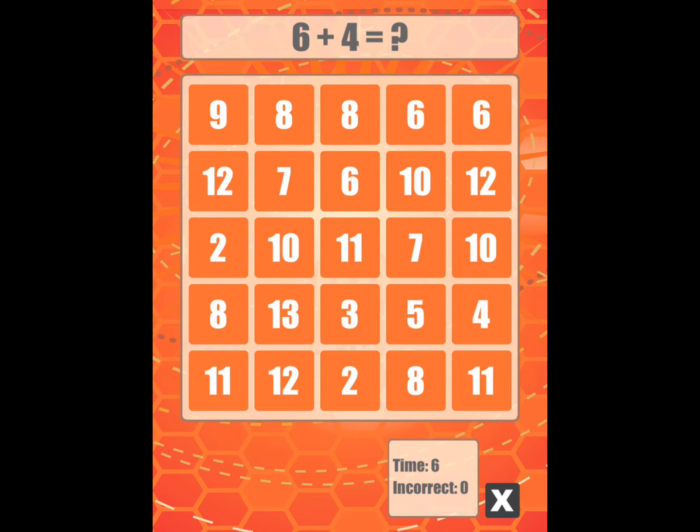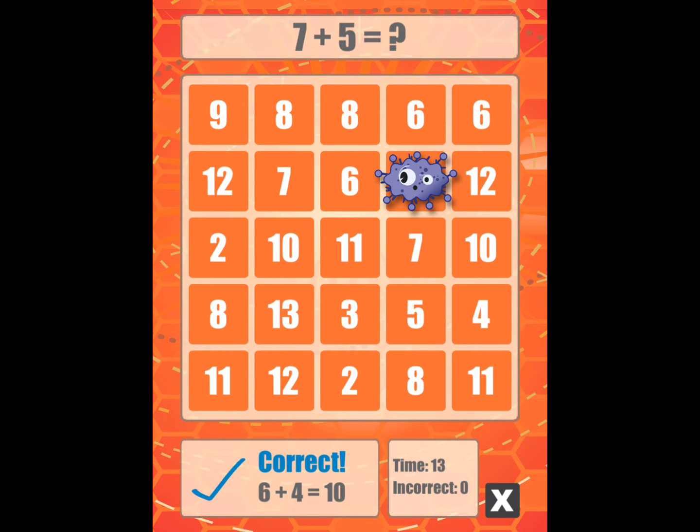You then need to find the answer located on the board below. For example, 6 plus 4 is 10. The aim of the game is to find 5 in a row and thus get bingo.